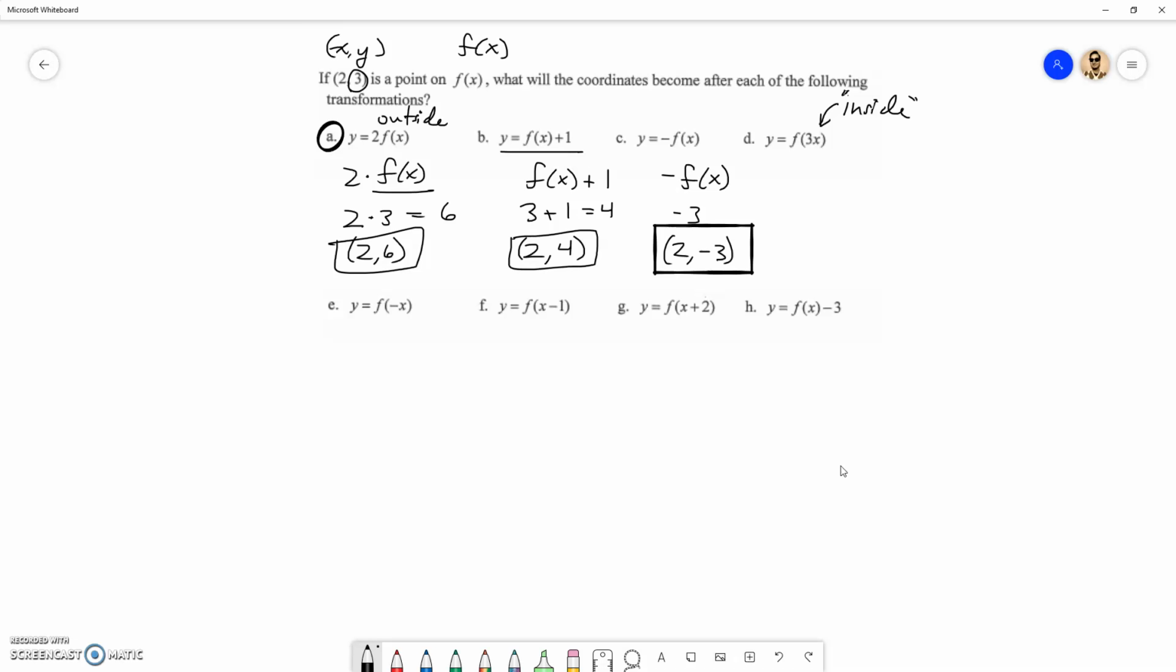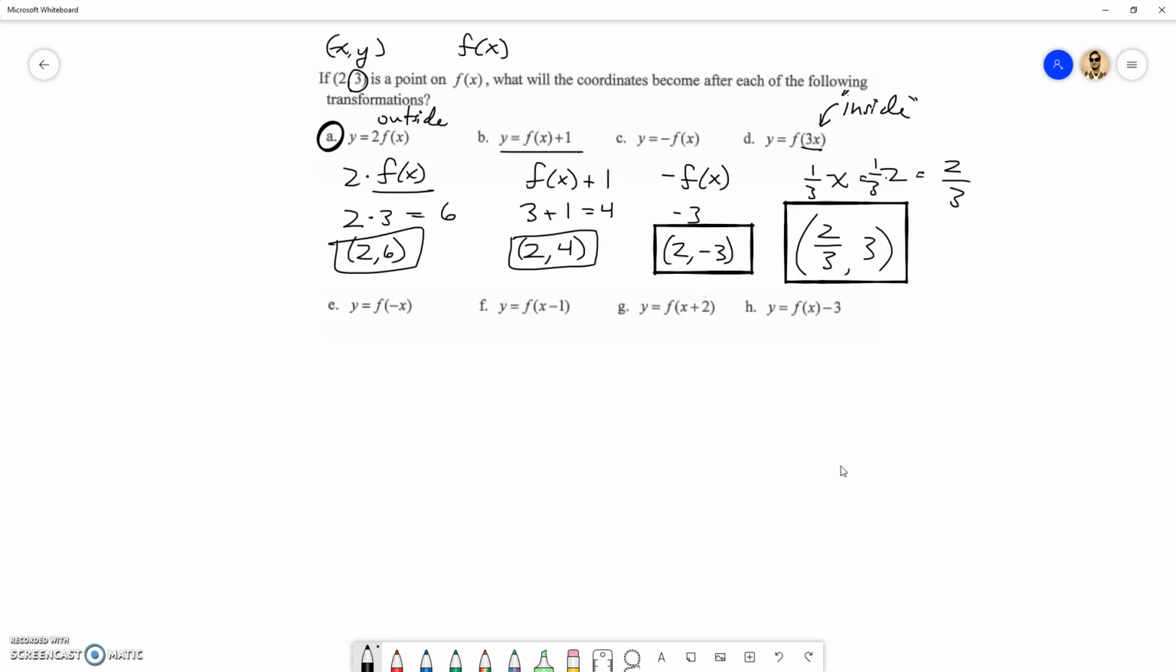So we're not actually going to multiply the x values by 3. We're going to multiply them by 1/3. So we're going to say x times 1/3, which is what? It's going to be 2 times 1/3, which gets me 2/3. My y value wasn't changed, so my new point after the transformation would go from (2, 3) to (2/3, 3).